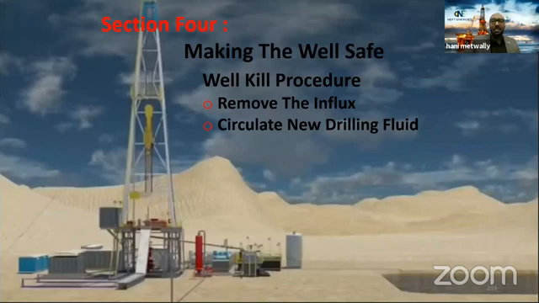Actually, we have many killing methods. We have wait and weight, we have driller, we have volumetric, we have concurrent, we have lubricate and bleed, we have many killing methods. But mainly we need to remove the influx and circulate new drilling fluid. Because now we have a problem, we have a kick. So we need to remove it, then we need to restore the primary barrier. How? We need to pump another mud, another drilling fluid heavier than the old one, so we can control the well.